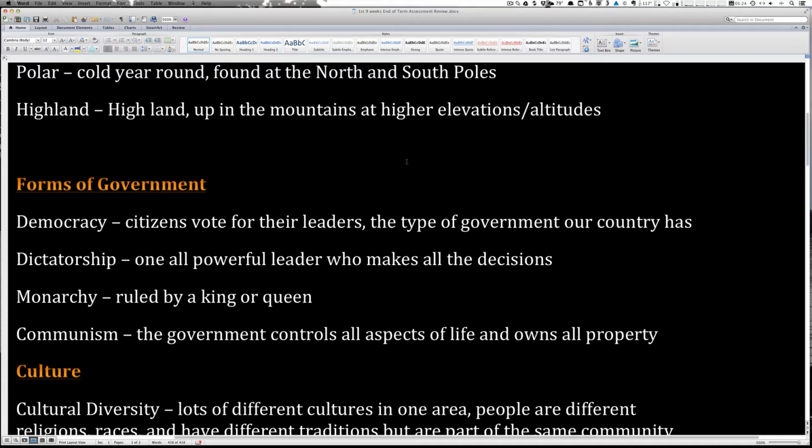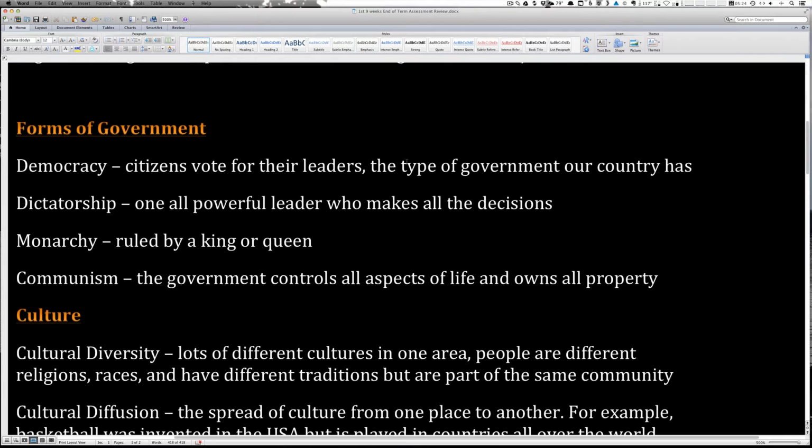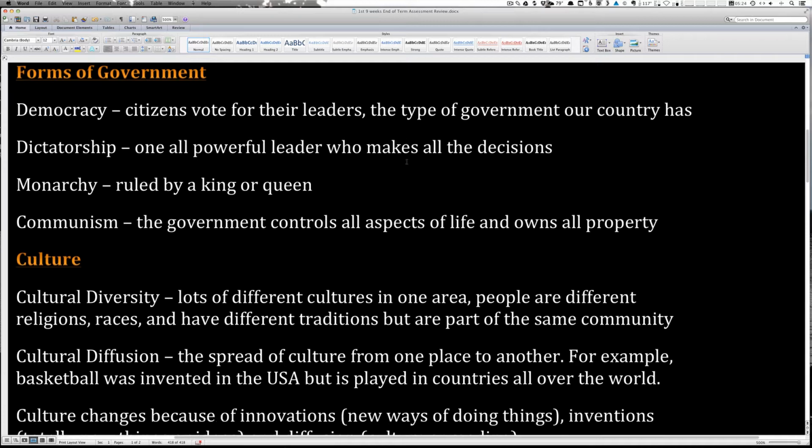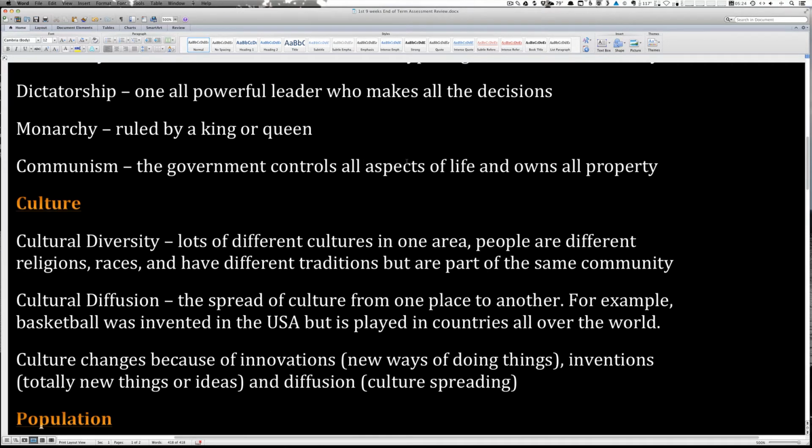It owns all the businesses. People in a communist country, along with a dictatorship, have very little freedom. In a democracy, there's a lot more freedom for individuals. And monarchies aren't as common nowadays, but when we study the Middle Ages, we'll talk quite a bit about monarchies, about what it was like when kings and queens ruled most of the countries of Europe.